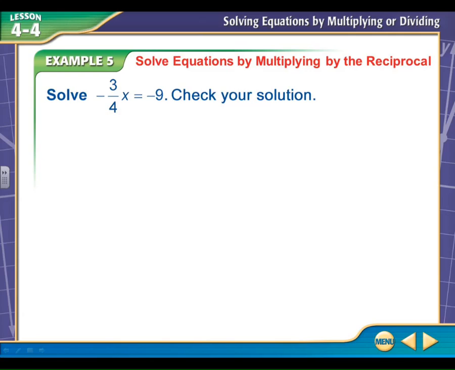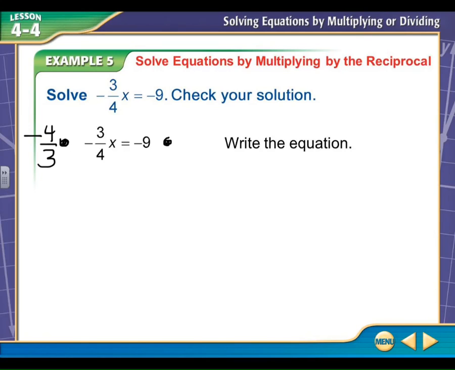Solve equations by multiplying by the reciprocal. Sometimes when you have a fraction that sits in front of a variable, what you want to do is multiply both sides by the reciprocal of that fraction so that it all cancels out. Let's say that we have negative 3/4 x equals negative 9. All right, let's multiply both sides by negative 4/3.